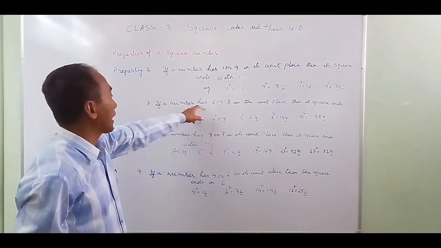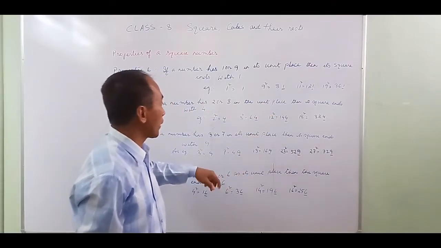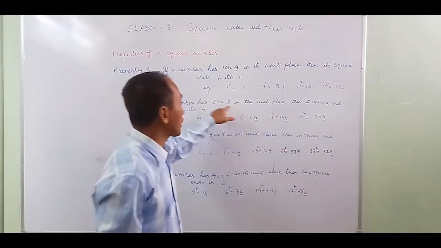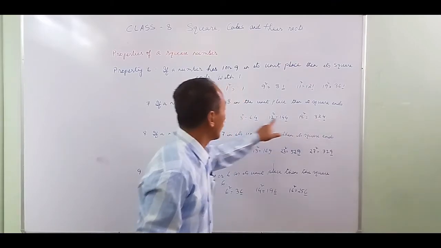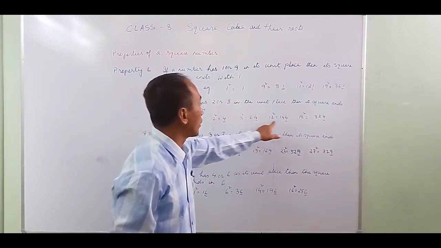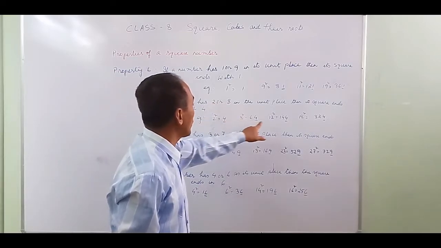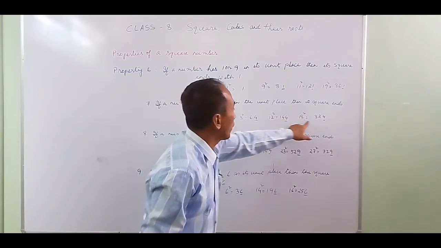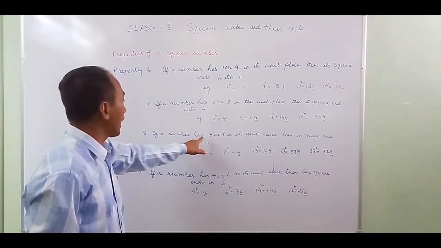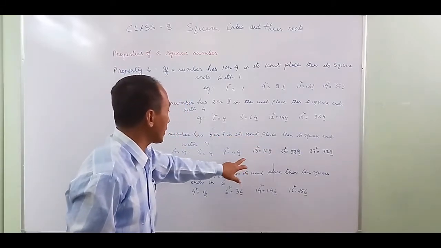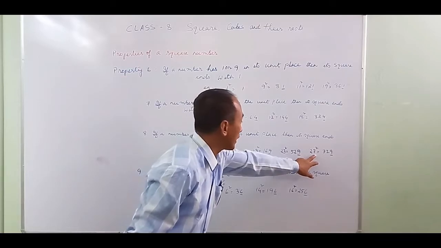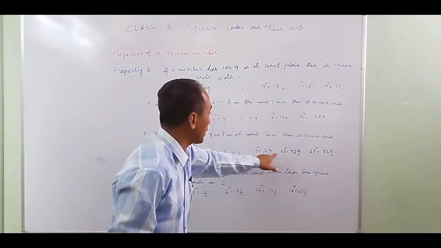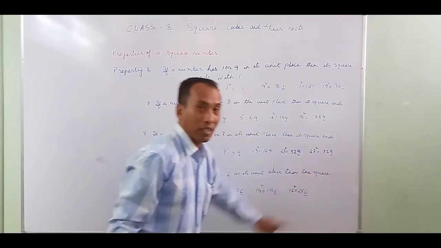If a number has 2 or 8 in the unit place, then the square ends with 4. Whether 2 or 8 is in the unit place, the square ends with 4. If a number has 3 or 7 in the unit place, then its square ends with 9.